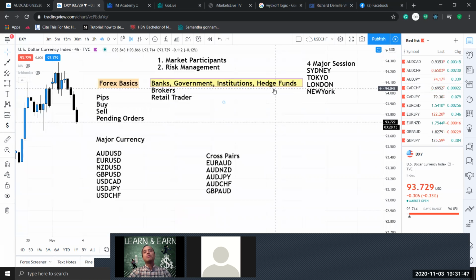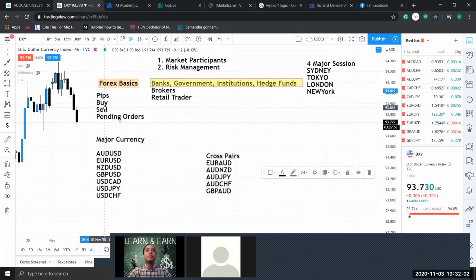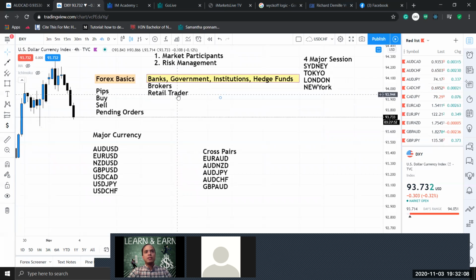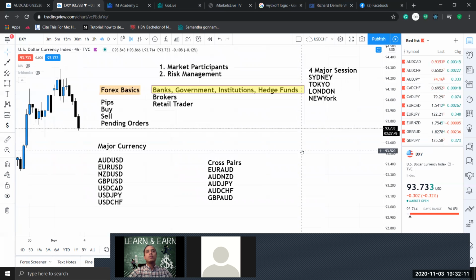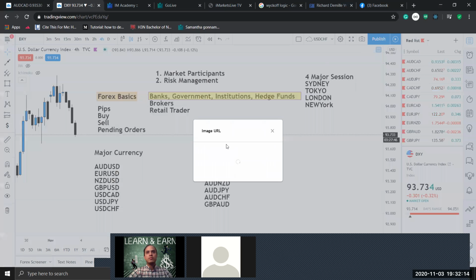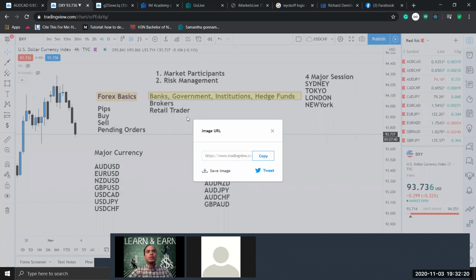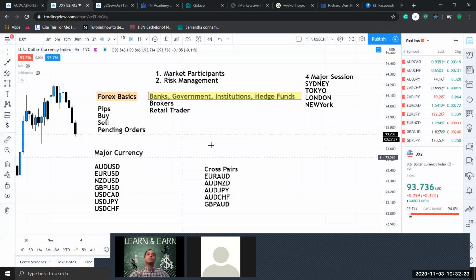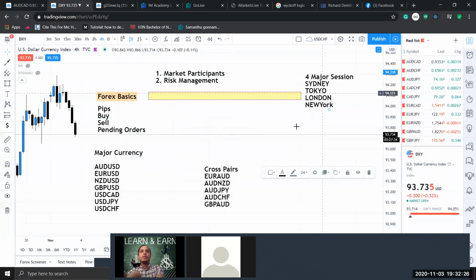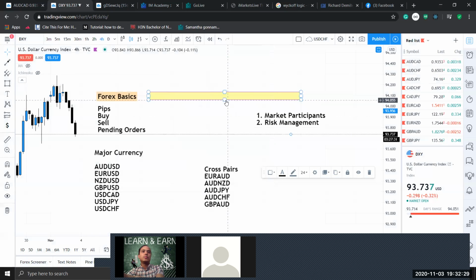These are some of the fundamentals before learning about Forex, because without knowing the major pairs, cross pairs, the sessions, where we need to trade, and who the market participants are, we should not jump directly into the basics, because the basics come second to these. Okay, let's jump into the Forex basics. Let me delete this. Let me take a screenshot. That will be my record. This is important.